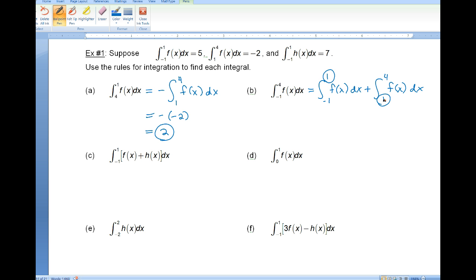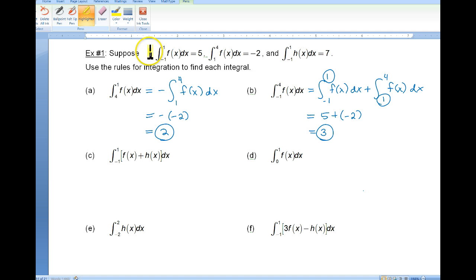If you look at your information up here, you don't know what negative 1 to 4 is, but you have parts of it. You have from negative 1 to 1. One is 5 and then one is negative 2, so then you end up combining them. So one is 5, the other one is negative 2, so you should get 3. Does that make sense? It's just plugging it in. It's kind of like the opposite of what I showed you in the rule. So it's like I gave you from here to here, and I gave you from here to here. So how do you get the whole thing? You add them.